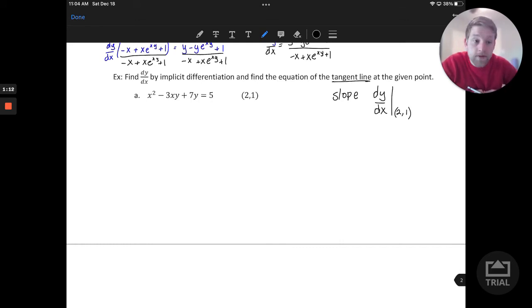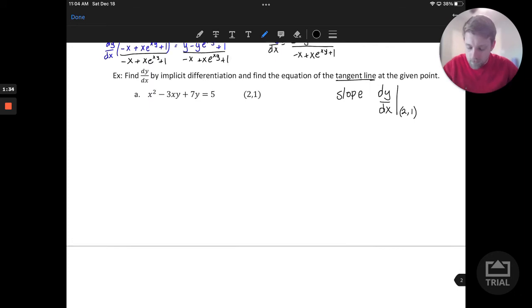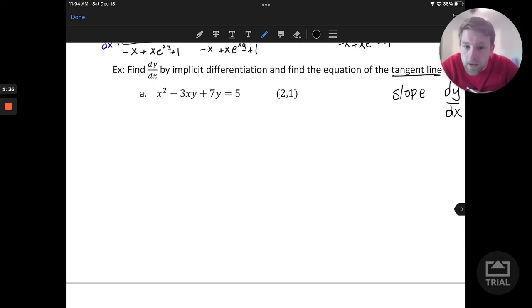So instead of having the tangent line slope be a derivative at a single value of x, we now have to define this point as an x, y value. So let's go ahead and take our derivative first implicitly. We'll evaluate at our point, and then we'll continue with the construction of the tangent line. So first, let's go for that derivative. We want to take the derivative with respect to x of both sides. So let's go ahead and consider that.